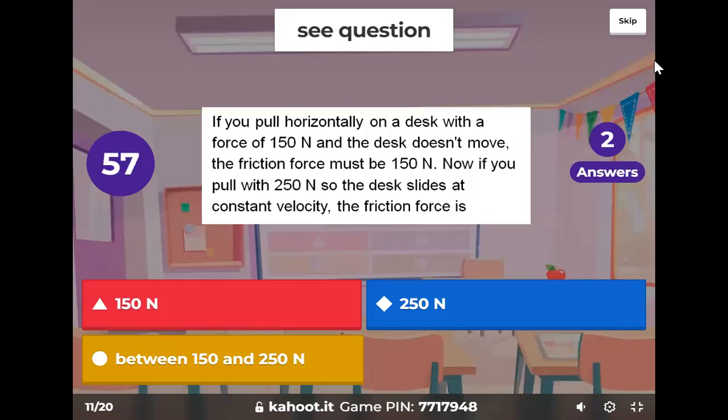Pull horizontally on a desk with 150 newtons and it doesn't move. The friction force must have been 150 newtons. Now you're pulling with 250 newtons and the desk slides at constant velocity. What is the friction force? Constant velocity.